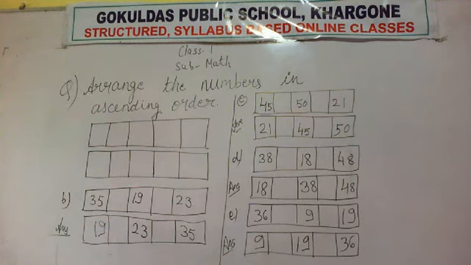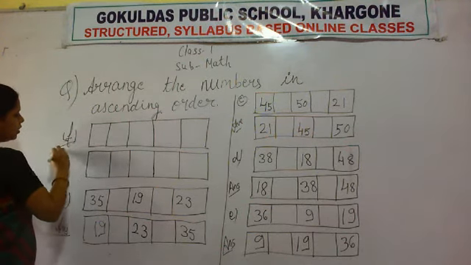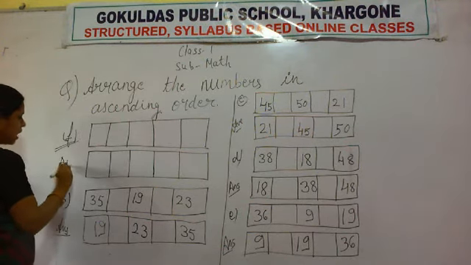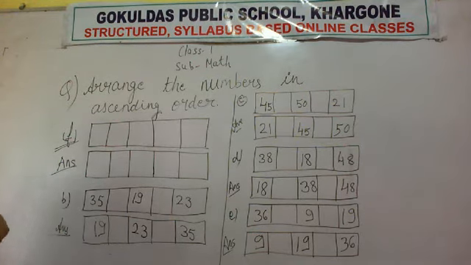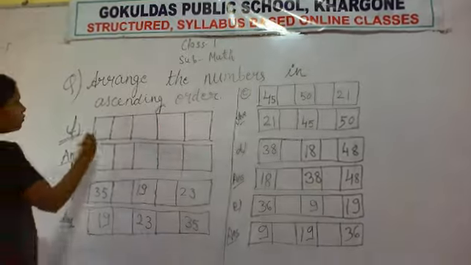Now the last question, F. I am writing this side, and here I am writing its answer, ANS. So what are the numbers? The numbers are 45.